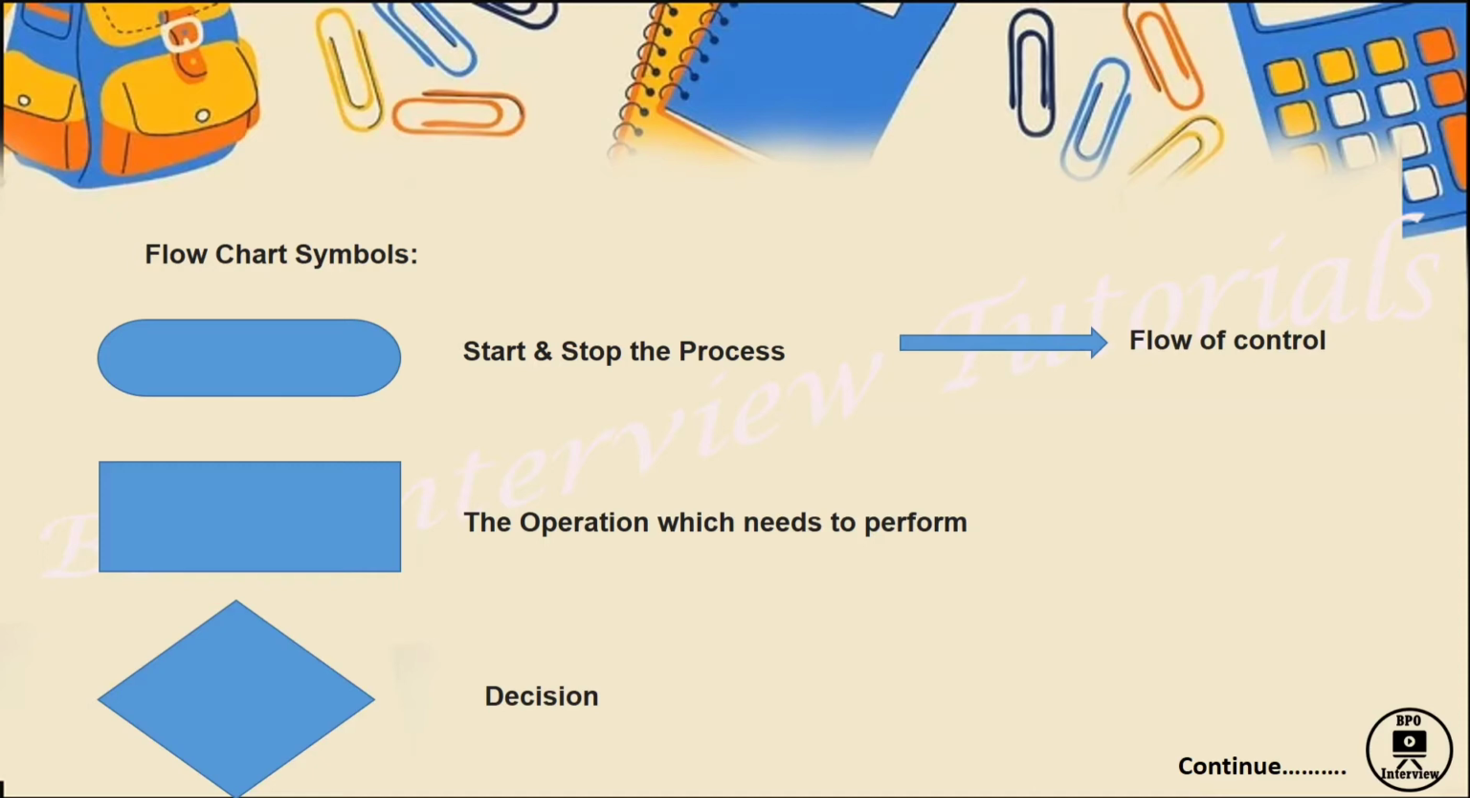So these are the basic symbols we can use, like stop and start the process, and a rectangle box, which will identify the operation we need to perform. There is a decision box, how we can use it, I will explain in my next slide. And flow of control, this arrow mark basically helps to join all these blocks, all these symbols.